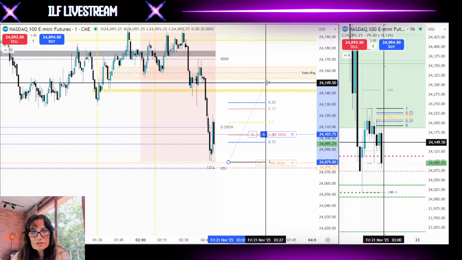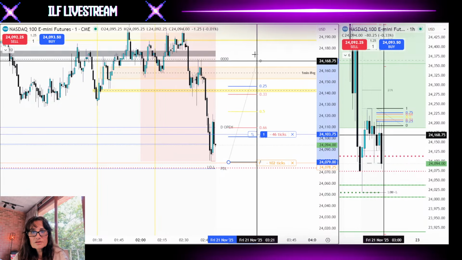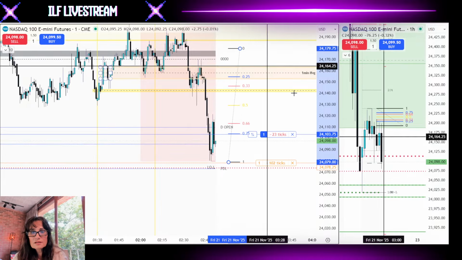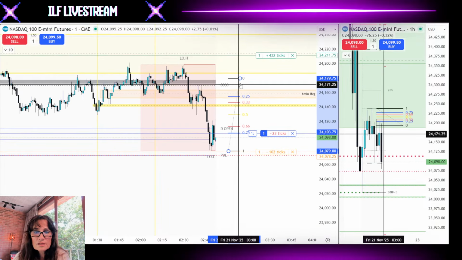What is the range? It's going down. It's not done yet with the move to the downside. I think we'll see.